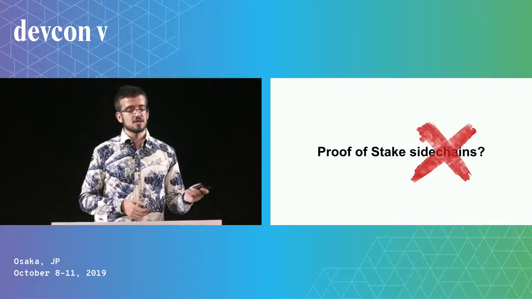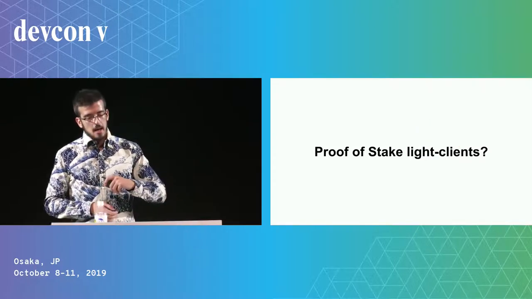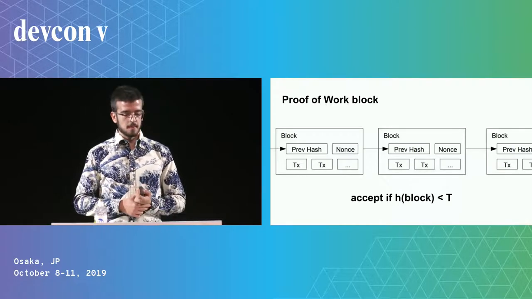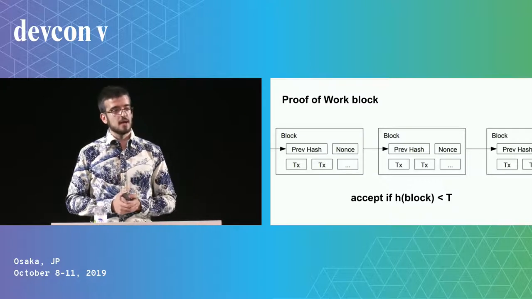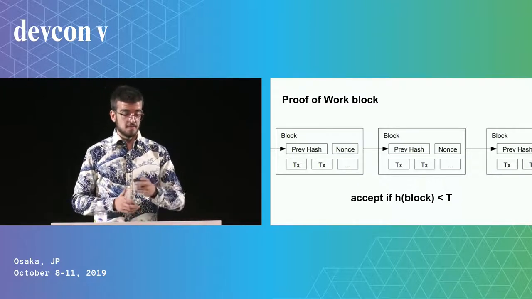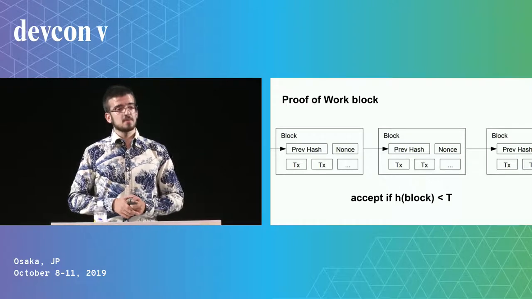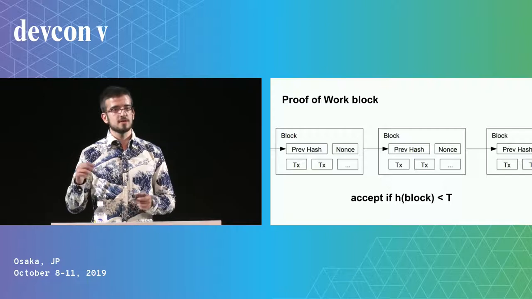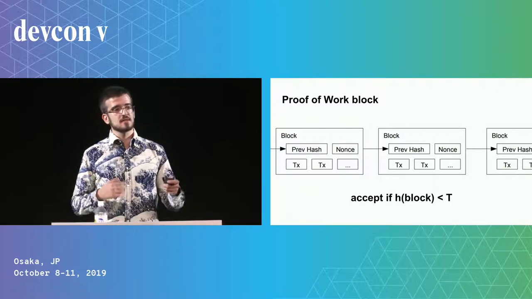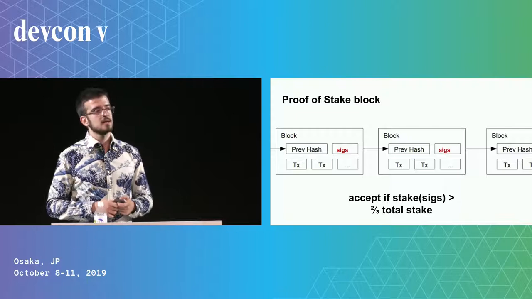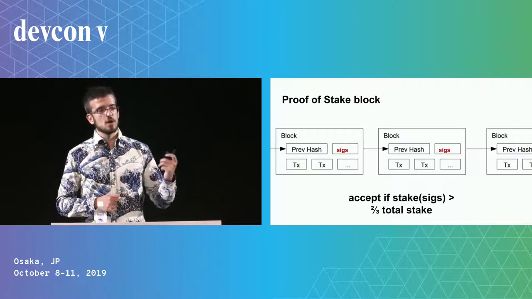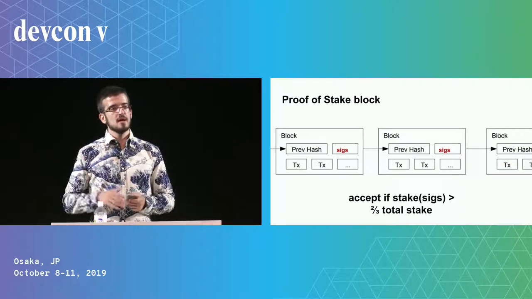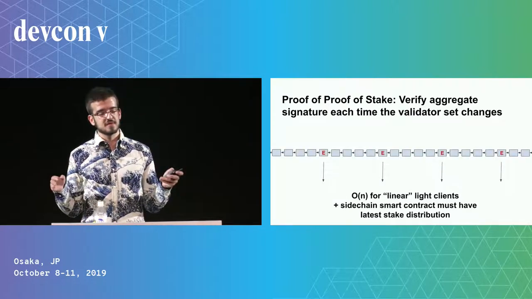Proof-of-stake sidechains don't exist. What about proof-of-stake clients, where the argument is that it's equivalent? This is a proof-of-work block, many proof-of-work chains, many proof-of-work blocks. And you accept a proof-of-work block only if the hash of the block header plus some nonce that you change is less than a number. So let's take this and switch it to the proof-of-stake situation. You replace the nonce with signatures, and you accept the block only if the blocks that you have received have been signed by more than two-thirds of the stake.